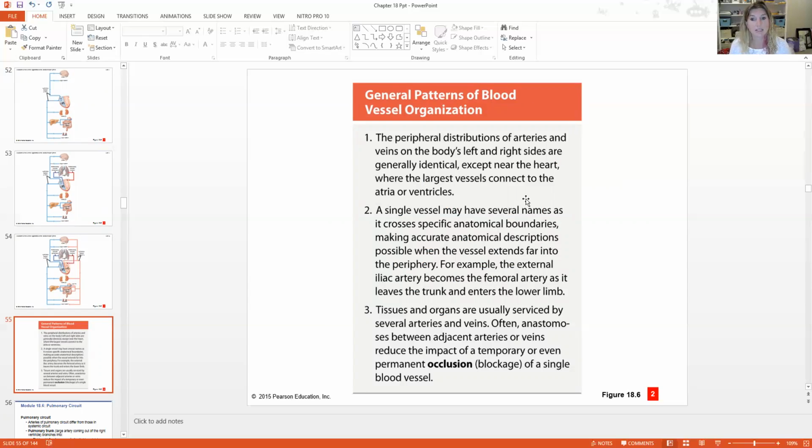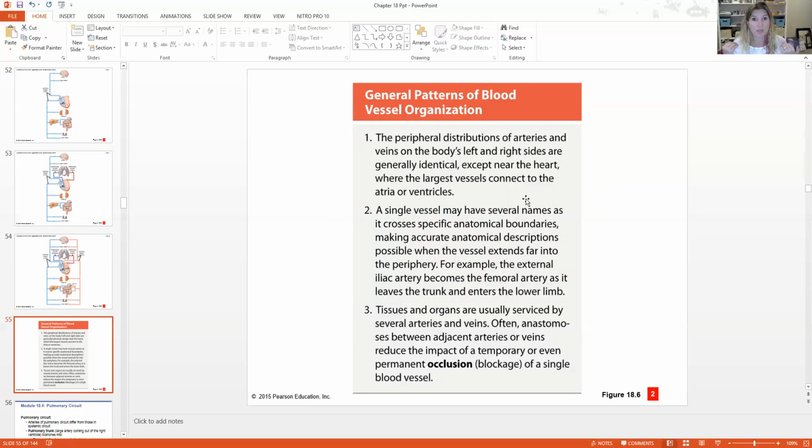Any single vessel can have several names, but as it crosses anatomical boundaries, we're going to change names. Think of a road: you stay on the same road and you don't make any turns, but because you passed over a certain landmark, now it's going to be called something else, right? The road just changes names for whatever reason. It's the same way in your body.